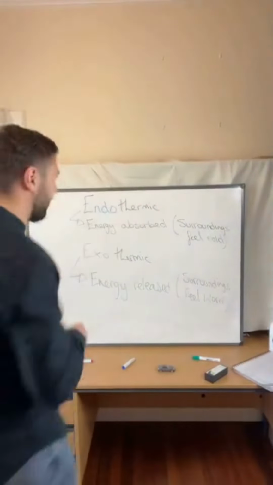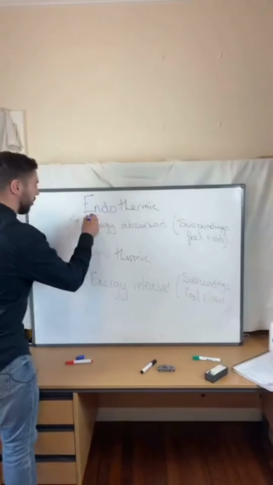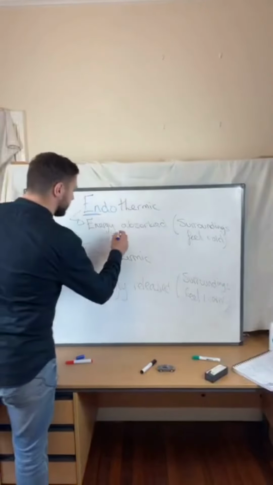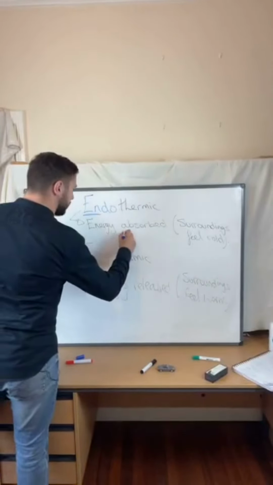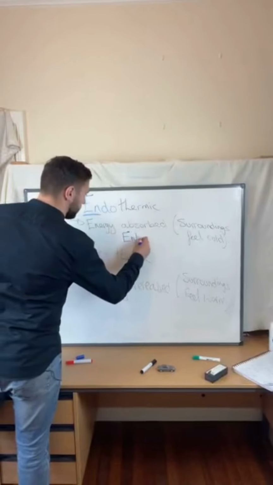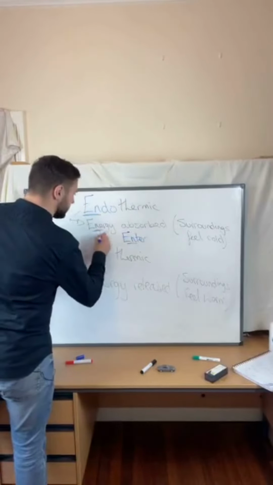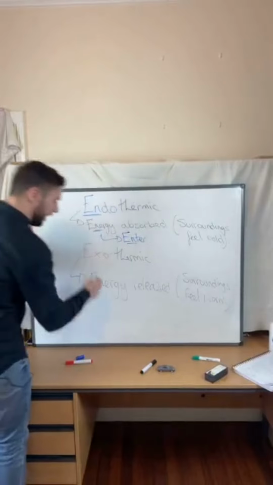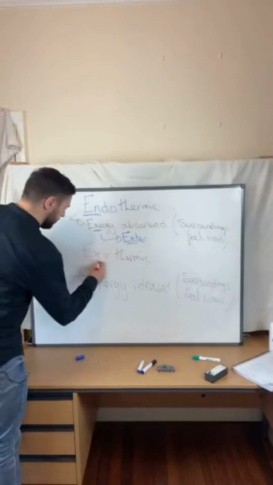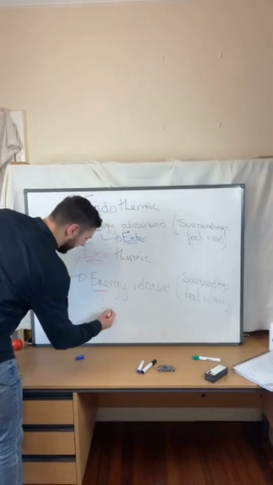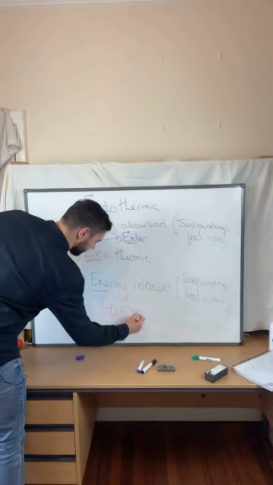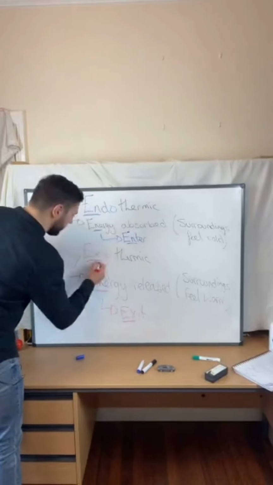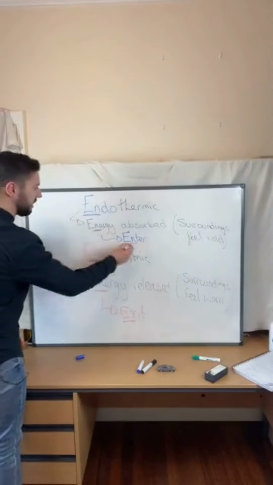Okay? Yeah, and then we'll go for the more obvious ones as well. Endo means that it's entering. Okay? Energy is entering, whereas exo means energy is exiting. So think EX for exit and EN for entering, okay?